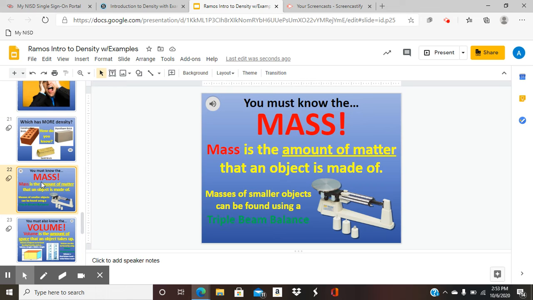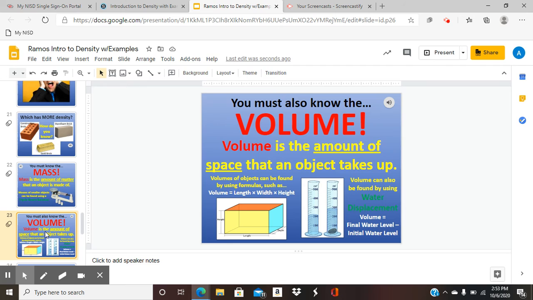Well, you must know the mass. The mass is the amount of matter that an object is made of. Masses of smaller objects can be found using a triple beam balance. So in order to get the mass of an object, you have to use this laboratory tool. For volume, you must also know that volume is the amount of space that an object takes up. Volume of objects can be found by using a formula: volume equals length times width times height.